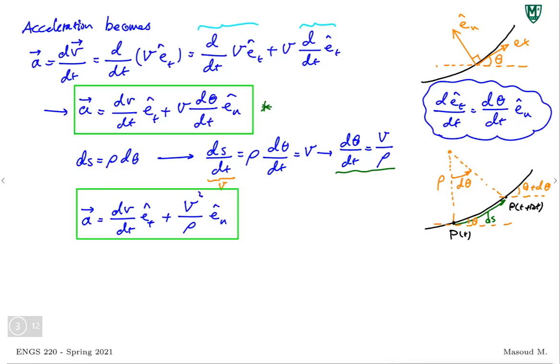So rho here is the radius of curvature. Right. So to just sum up, your acceleration is going to have two components. We call this first one AT, tangential component.